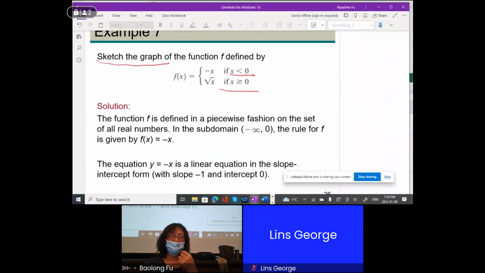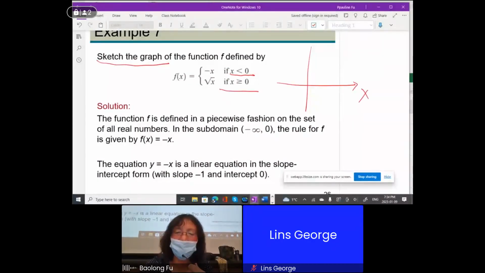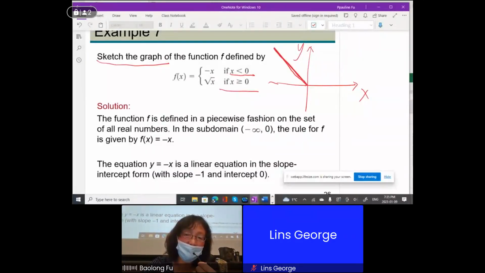So this function means, this is x, this is y. When x is smaller than 0, f(x) equals negative x. So the negative x is obviously this one. Negative x, okay.